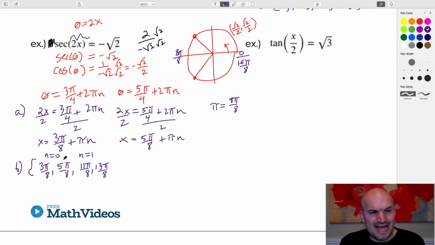Okay, and if n was equal to 2, that would be 16 pi over 8. That's obviously not going to work for either one of those. And if n is equal to negative 1, that would be negative 8 pi over 8, so these would both be negative numbers, which does not satisfy my restrictions. So therefore, these are all of the solutions to this equation.